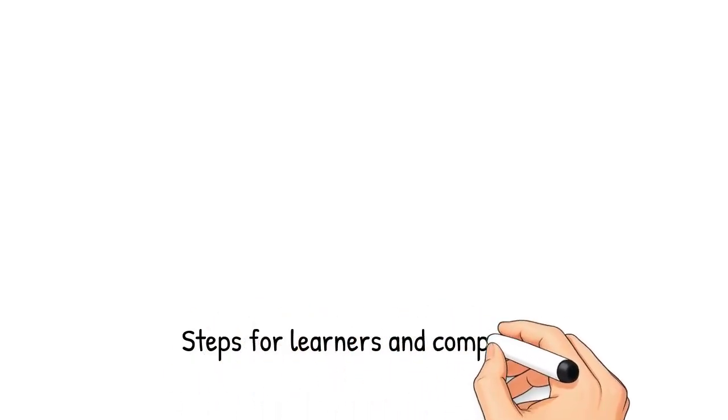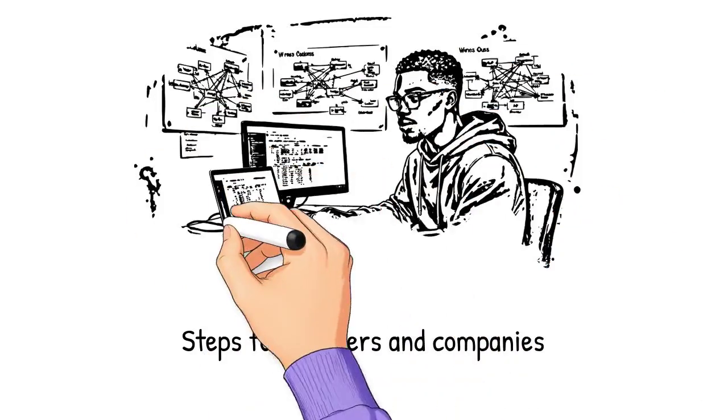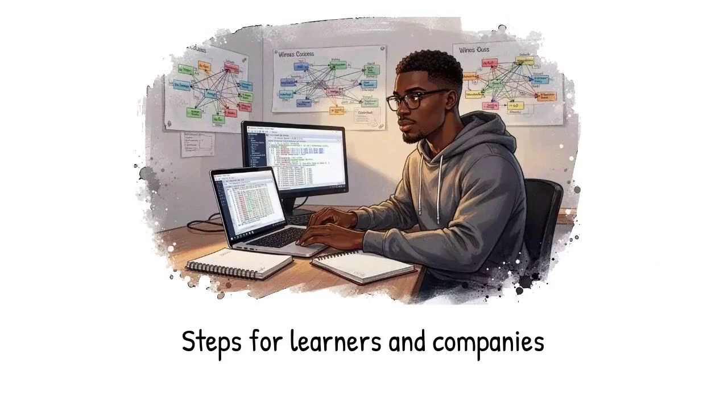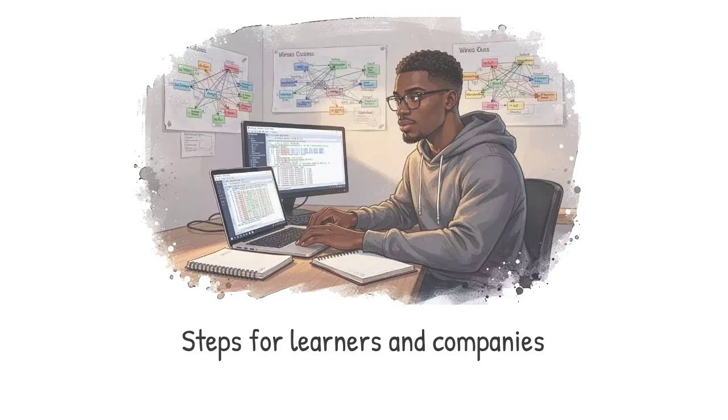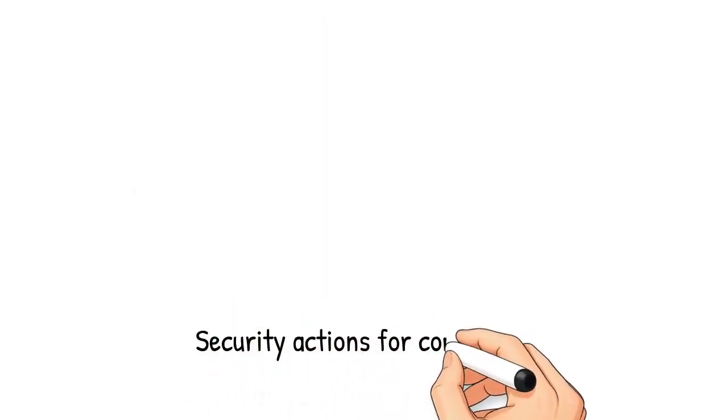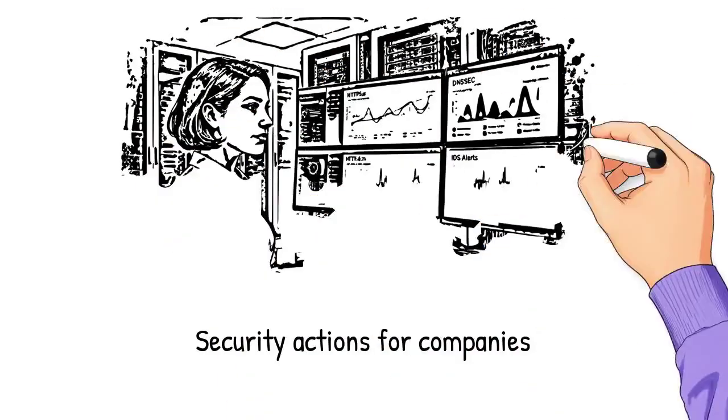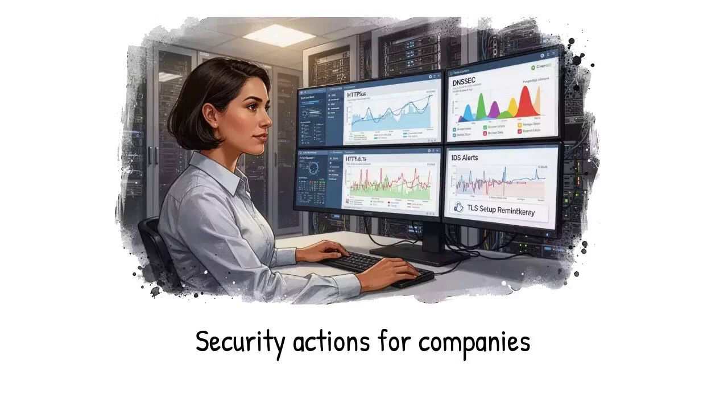Actionable steps for learners and companies. For learners, study how common protocols work. Practice capturing traffic with Wireshark. Learn the difference between secure and insecure protocols. Understand how encryption protects data. For companies, disable outdated protocols. Enforce HTTPS everywhere. Implement DNS security like DNSSEC, DoH, or DoT. Use strong TLS configurations. Monitor protocol behavior with IDS tools to detect and prevent attacks effectively.